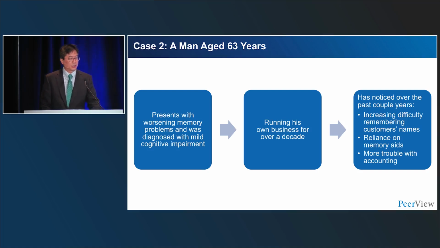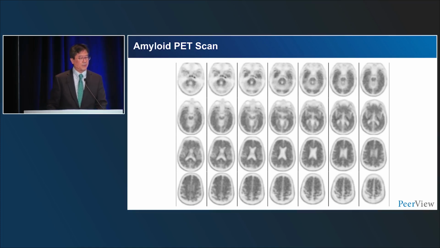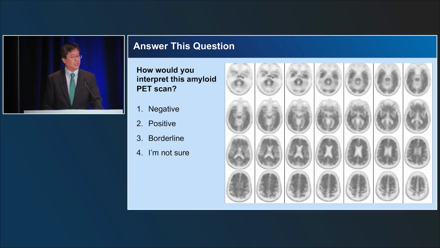Next case, a man who's 63 years old, presents with worsening memory problems and was diagnosed on cognitive testing with mild cognitive impairment. He's been running his own business for over a decade, but he's noticed real problems. He's had to rely on memory aids, and he's having more trouble with accounting. And this is his F18 florbetaben PET scan. All right, quick overview. Again, start at the cerebellum and then work your way to the top. All right. How would you interpret this amyloid PET scan?